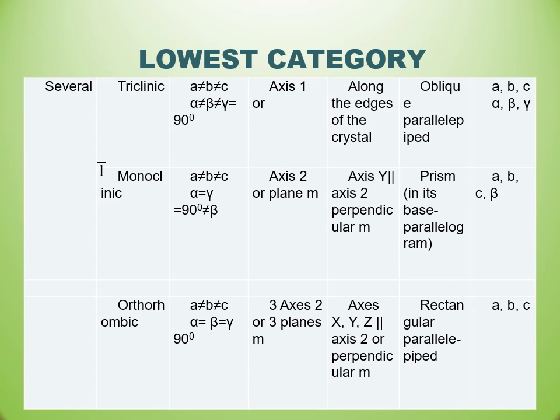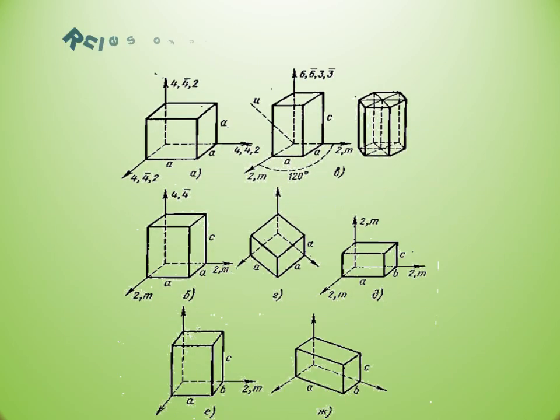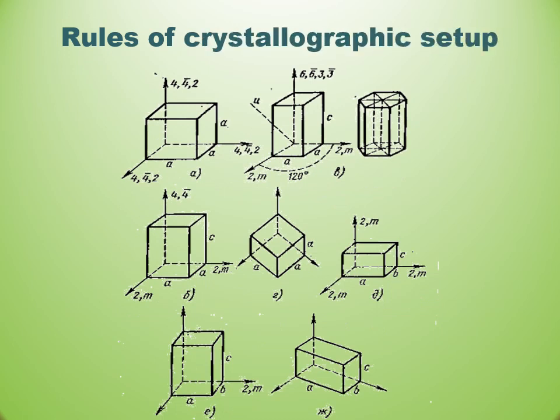The monoclinic, you can see the characteristic here. And if you compare the parameters of crystals belonging to triclinic, monoclinic, and then rhombic syngony, it's clear that the crystals of this category are not symmetrical at all. On this picture, you see the rules of crystallography setup.